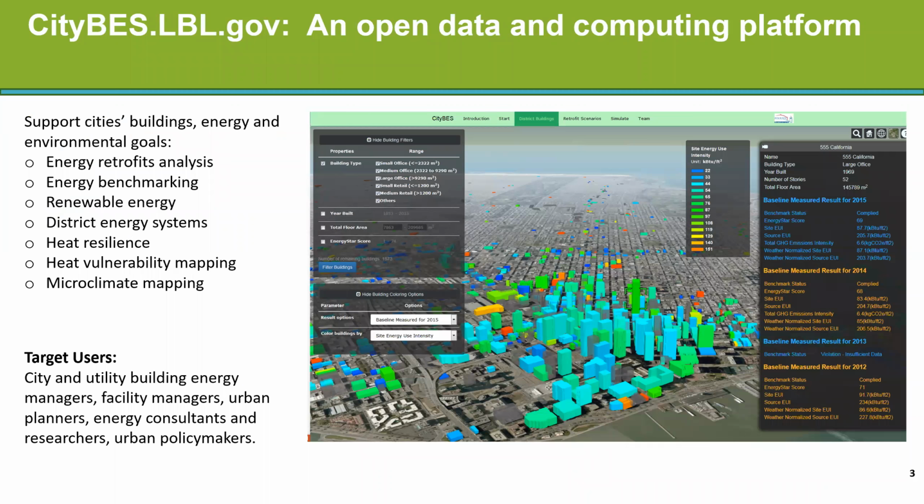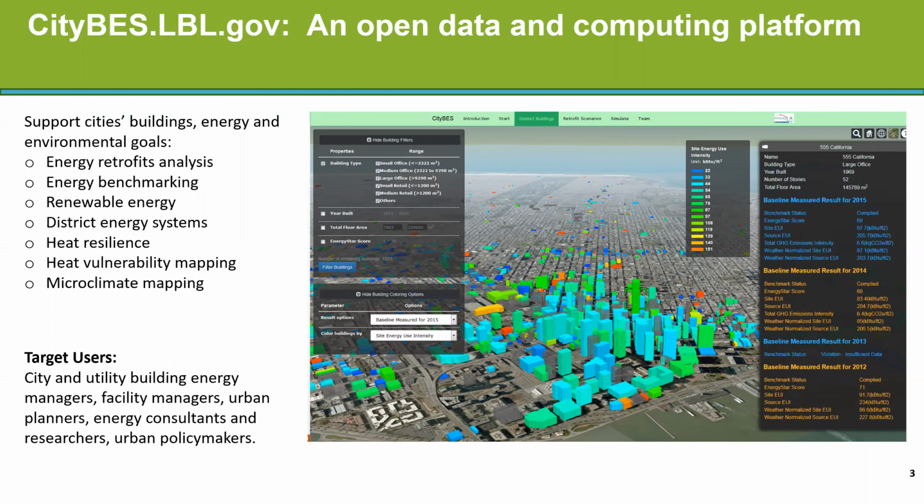CityBES, the screen capture basically shows, is a web-based GIS integrated modeling, simulation, and visualization platform. The 3D bars represent buildings, and they can be color coded by different performance metrics. CityBES provides a few energy modeling and analysis features for cities, including energy retrofit analysis. We try to answer how to reduce, for example, the building stock energy use by half. What are the technologies? What are the costs? What are the benefits? And it also provides energy benchmarking, or comparing a group of buildings with another.